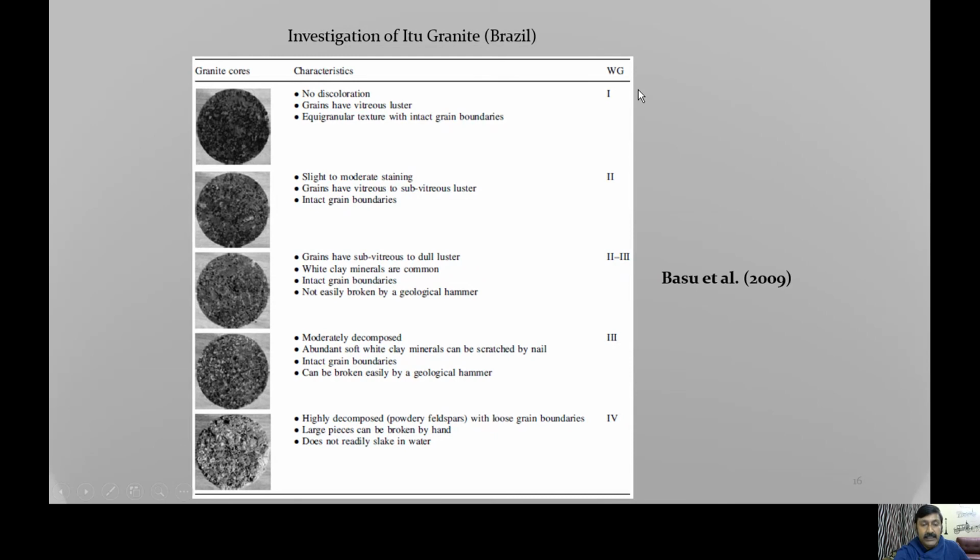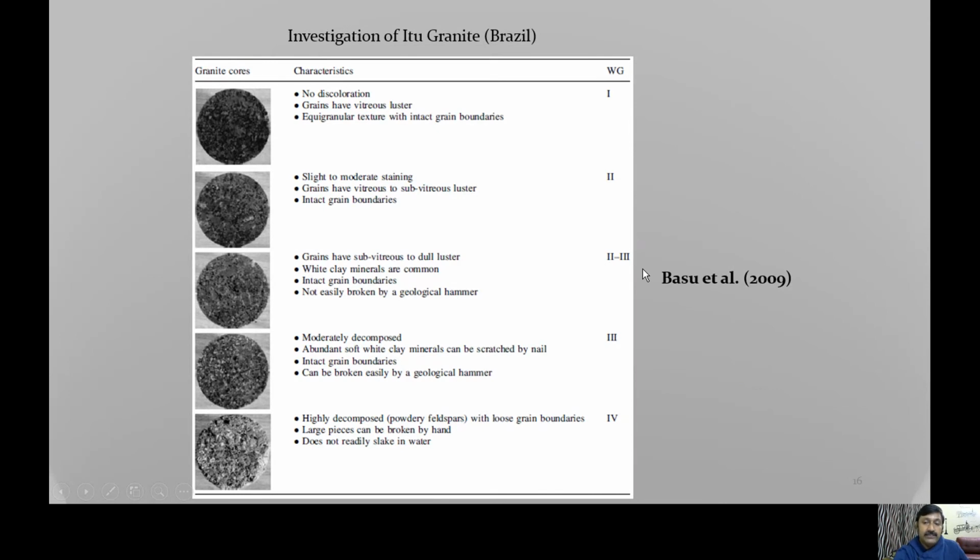So therefore, the weathering grade is confined between grade 1 and grade 4. Okay, so beyond grade 4, no material was investigated. However, in case of E2 granite, we could find an intermediate grade, which is grade 2 and 3.